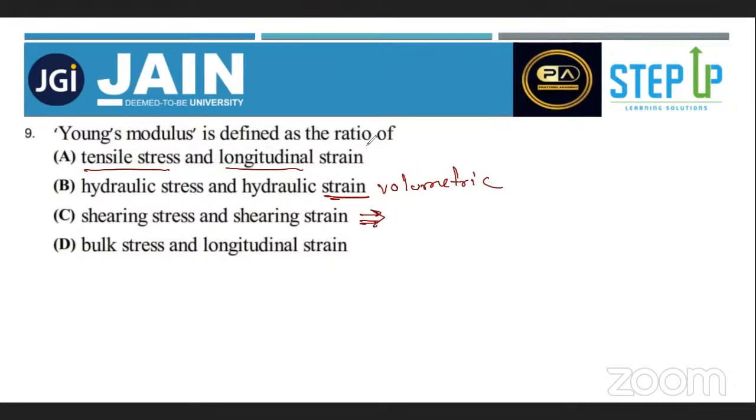So this represents 1D, this represents 3D, this represents 2D, and there is nothing like bulk stress and longitudinal strain. There's no quantity like this. Another quantity you're supposed to study is sigma, that is Poisson's ratio. The Poisson's ratio is basically lateral strain by tangential or shearing strain. So it's basically that.